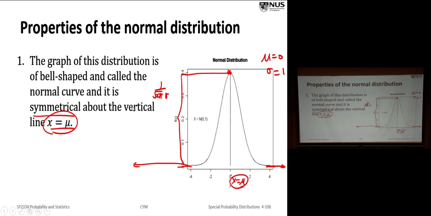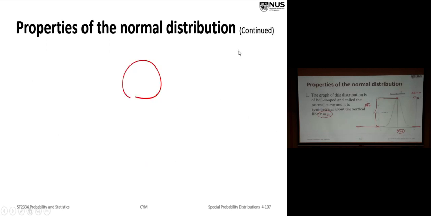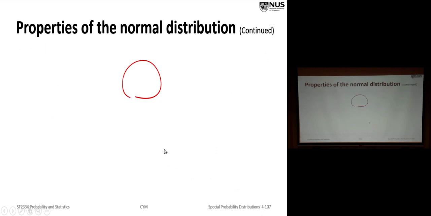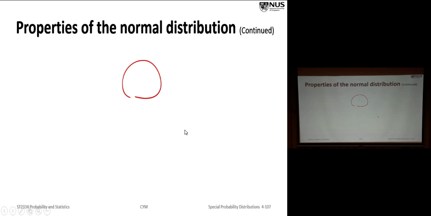Why? Because if you look at the density function, no matter how big your x or how negative your x is, the PDF cannot be zero. It can be very, very small, but it cannot be zero. So the two tails extend but will not touch the x-axis, getting closer and closer. And it can be shown that the total area under the curve above the horizontal axis is equal to 1. So this is a properly defined density function.